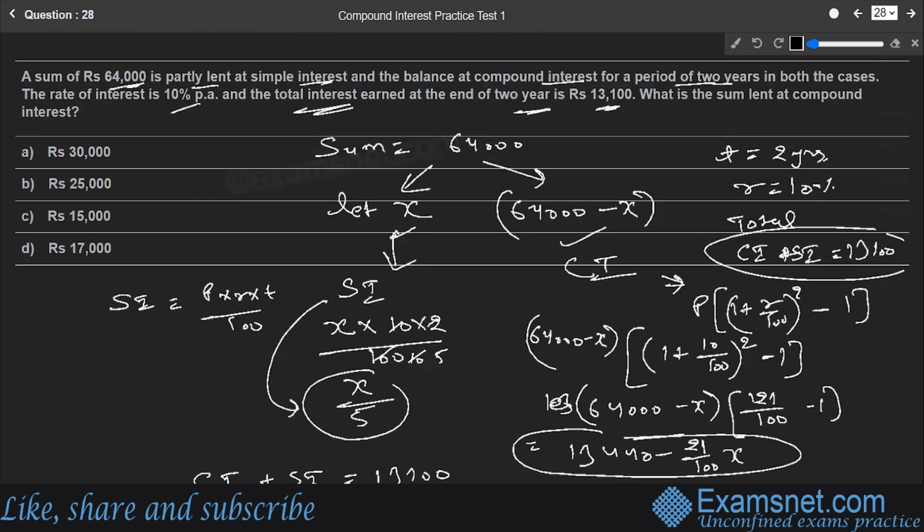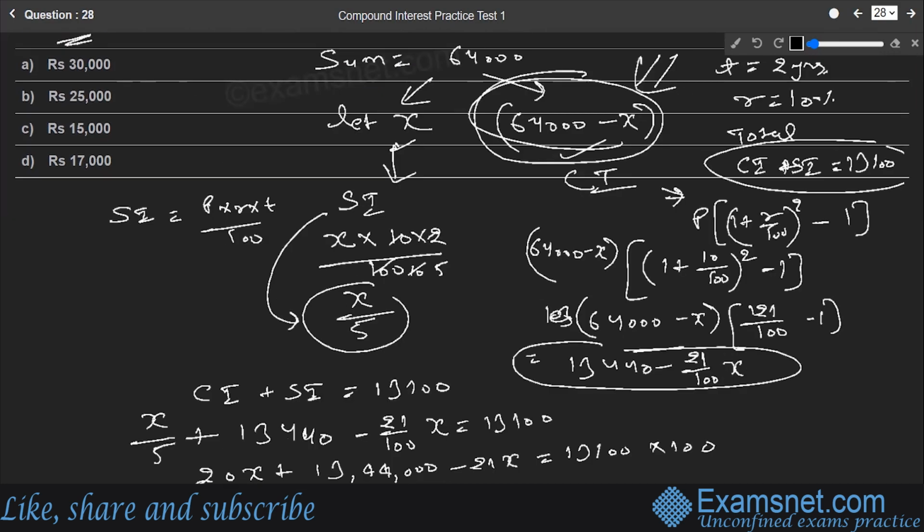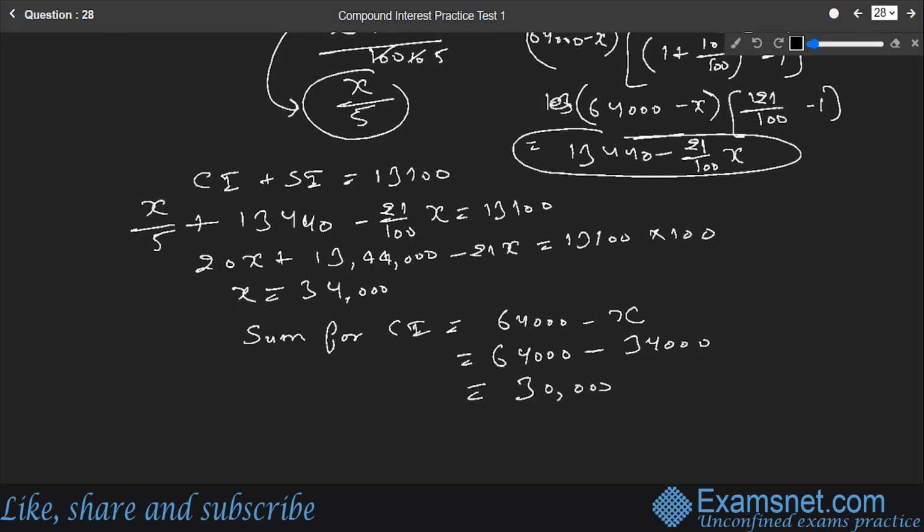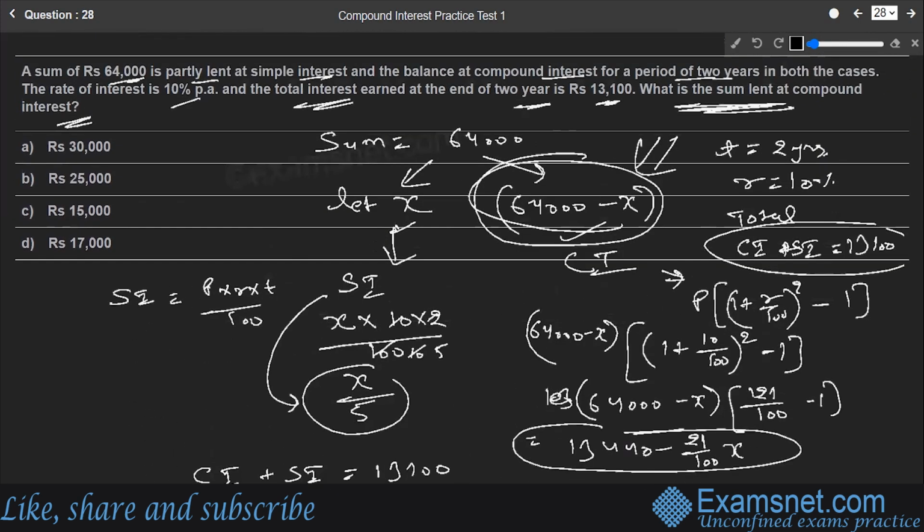And what are we supposed to solve in the question is, what is the sum lent at compound interest? So the sum lent at compound interest we had assumed to be 64,000 minus X. So we are supposed to subtract this X value. The X value has already come with us. So 64,000 minus 34,000 we're going to do, which comes out to be 30,000 as the sum lent out for the compound interest scheme, and this particular answer is available in option number A. 30,000 is the right answer.